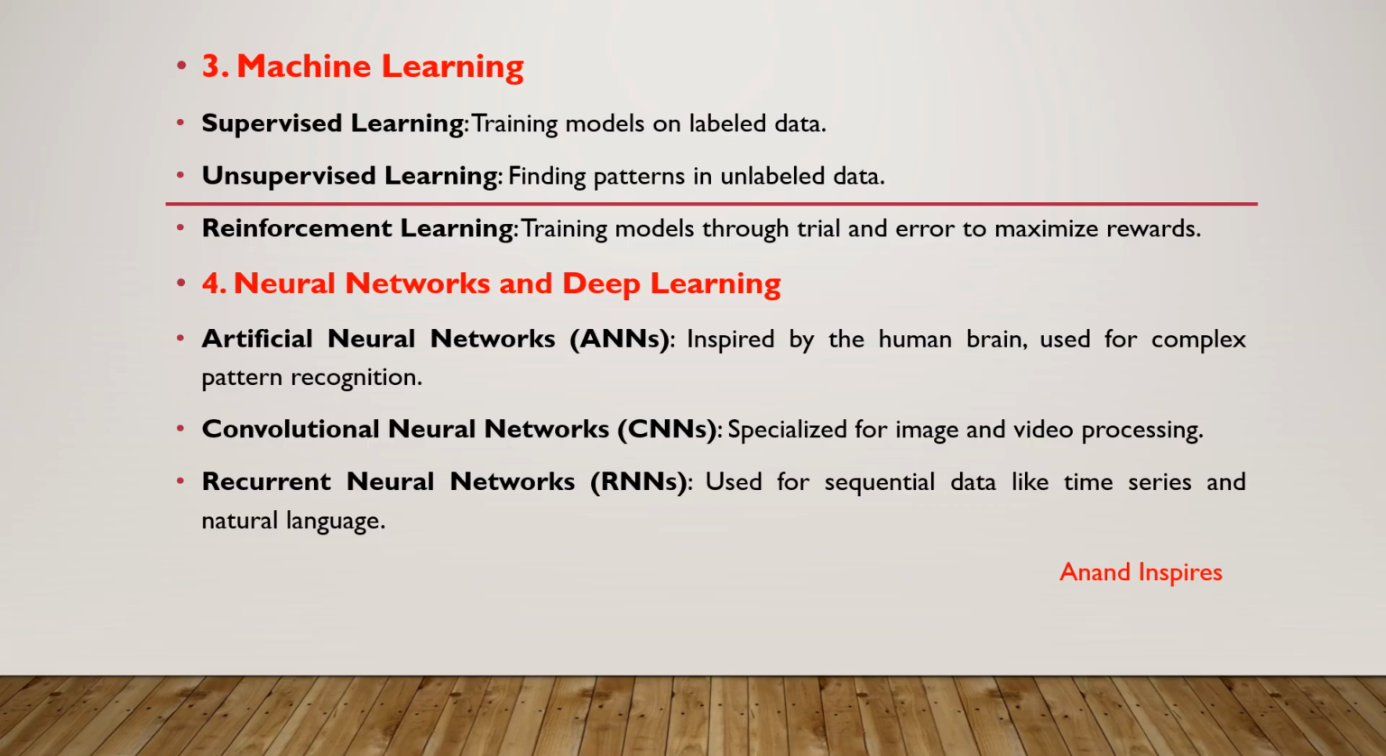The next one is convolution neural network. It is specialized for image and video processing. It has many layers, some hidden layers, and this type of layers combine together to form a CNN. The third one is recurrent neural network. It is used for sequential data like time series and natural language. For time series or real-time data analysis, we commonly use RNN. Its full form is recurrent neural network. These three models are commonly used in AI studies.